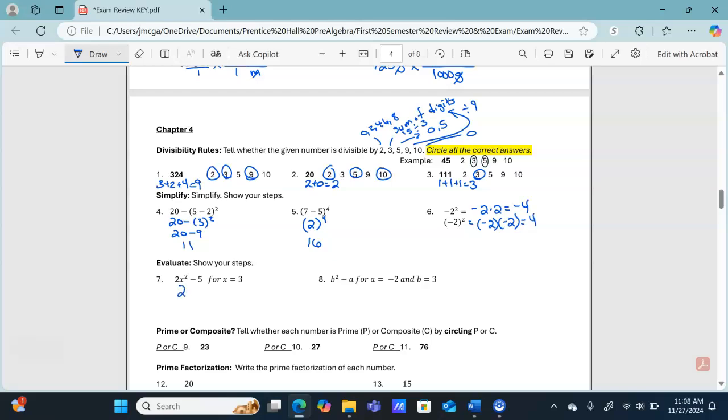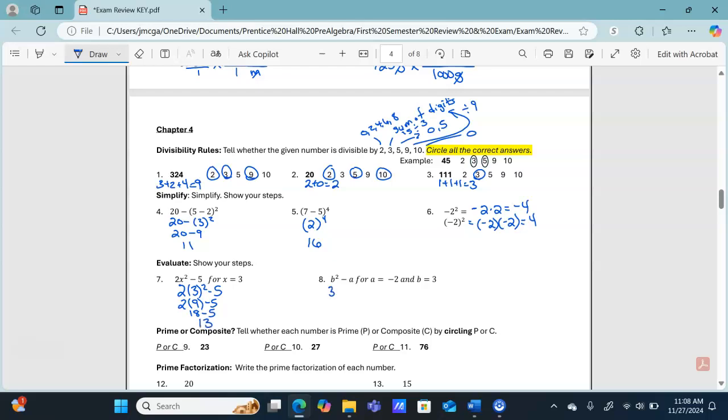On this one, we're going to plug in our 3, replace our x with 3. Do my exponent first. 3 squared is 9. 2 times 9 is 18. 18 minus 5 is 13.